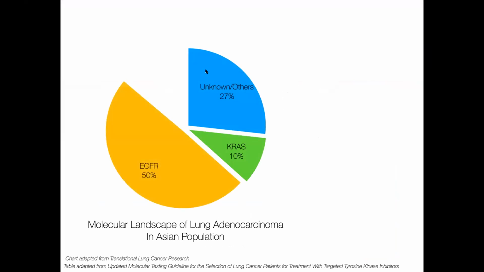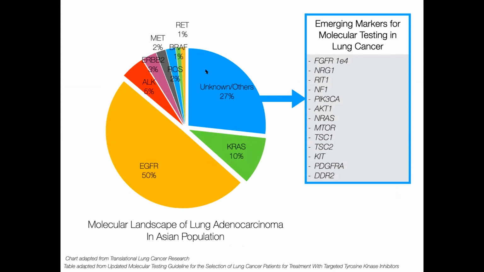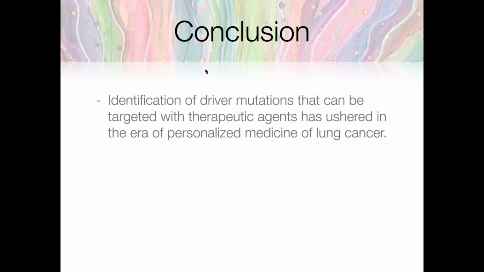To summarize, you can see in this pie chart the molecular landscape of lung adenocarcinoma, and there is still a large piece that is emerging and unknown. Hence, this field will continue to advance. But right now, the identification of driver mutations like EGFR, ALK, ROS1, and BRAF that can be targeted with therapeutic agents has ushered in the era of personalized medicine of lung cancer.